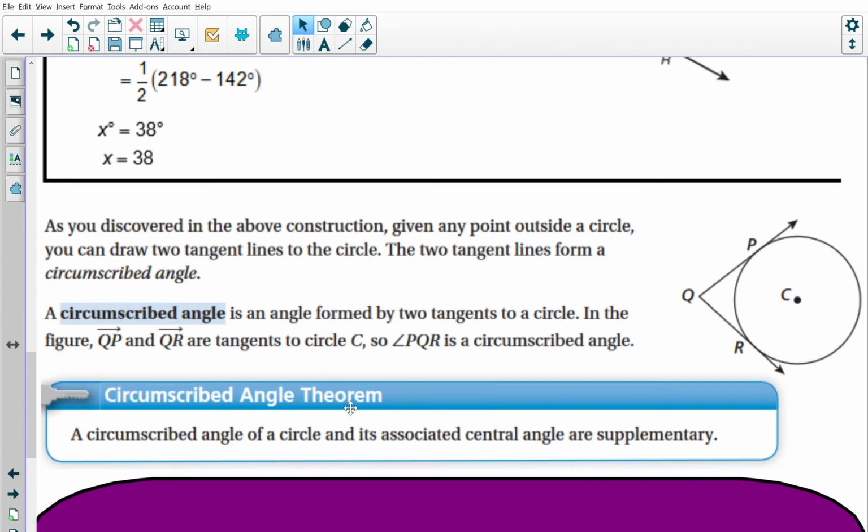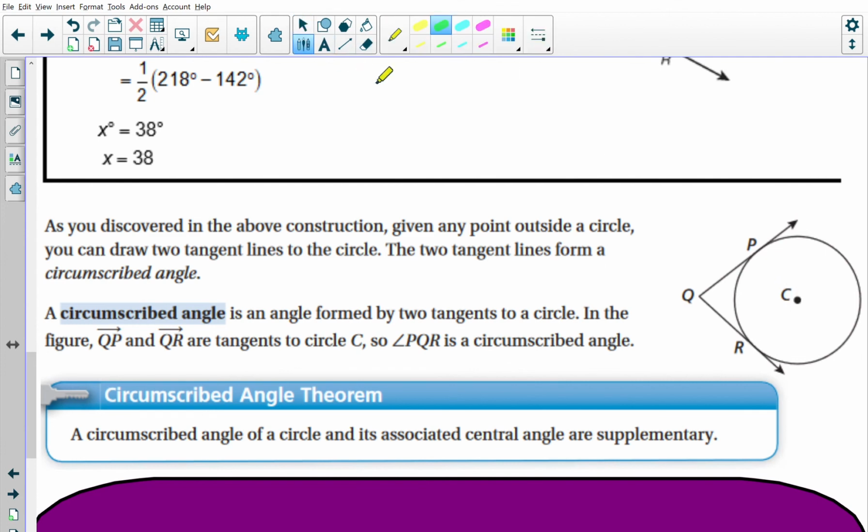And we introduced this theorem, what we called a circumscribed angle. This situation where two tangent lines come from a point outside of the circle. So inscribed means it's in the circle. Circumscribed means it's outside of the circle. But the theorem says that this angle PQR and its associated central angle.